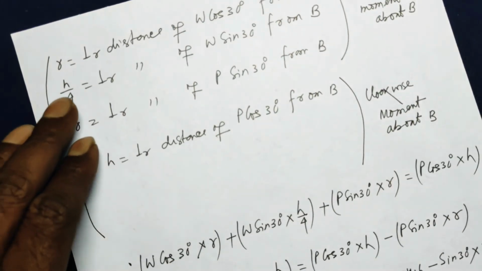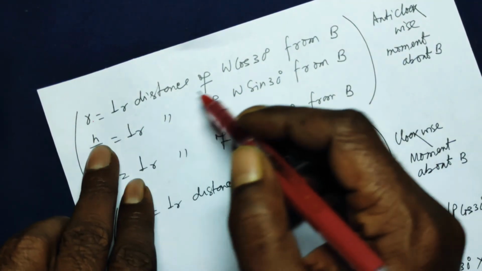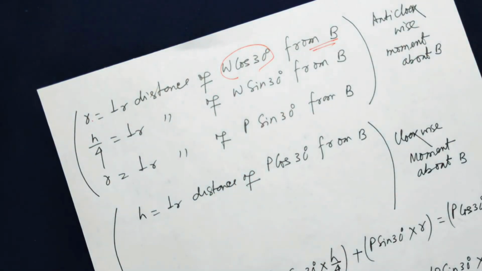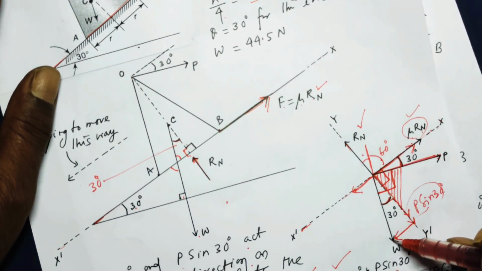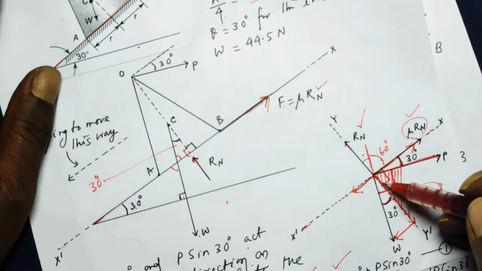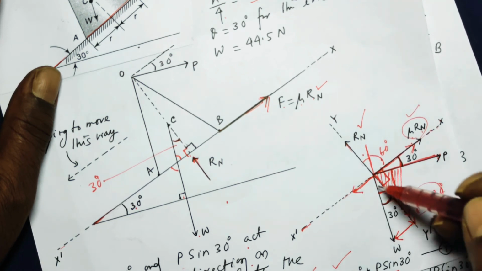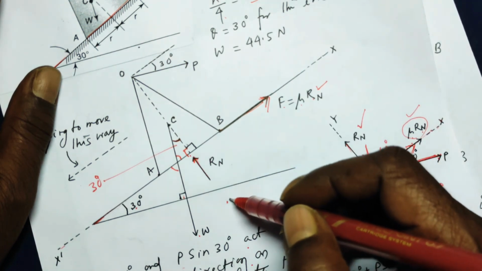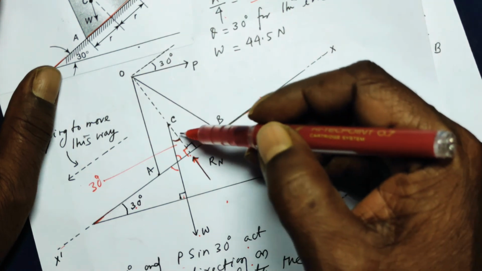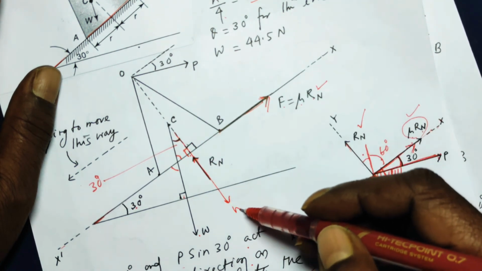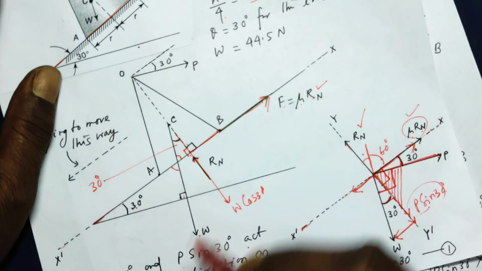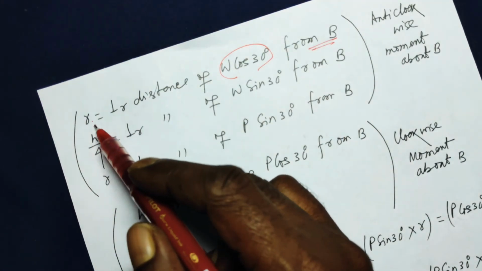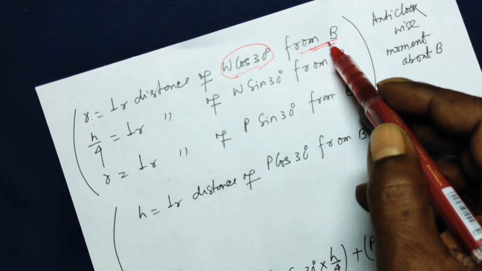Now let me explain once more. R is the perpendicular distance of W cos 30 from point B. Now look at where W cos 30 is. This was your W, this is your W sin 30, this is your W cos 30. This is the line of action of W cos 30, and this line of action from the point B is at this perpendicular distance, that is the radius of the base. So R is the perpendicular distance of W cos 30 from B.